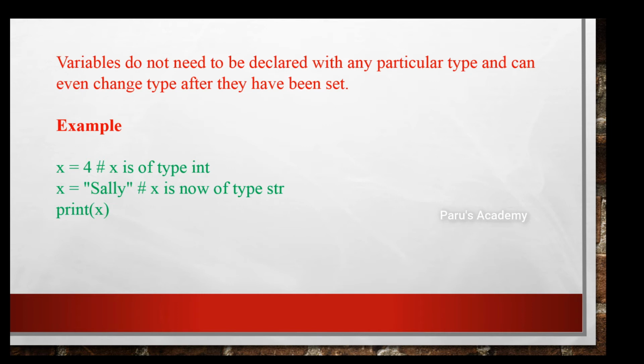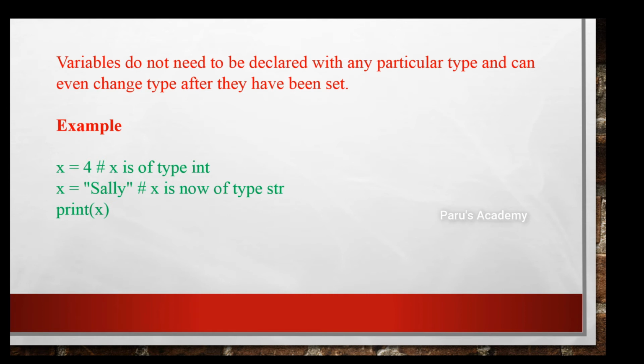This is a comment. Next one, x is equal to "Sally" within double quotes, so x is a string variable. We don't need to declare any variable type. Automatically Python will assign a type to the variable.